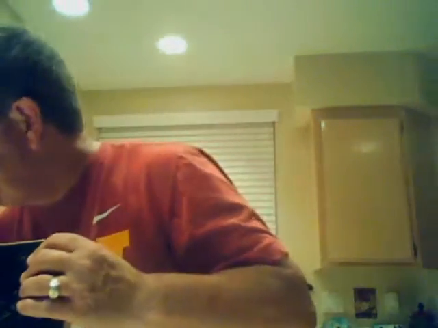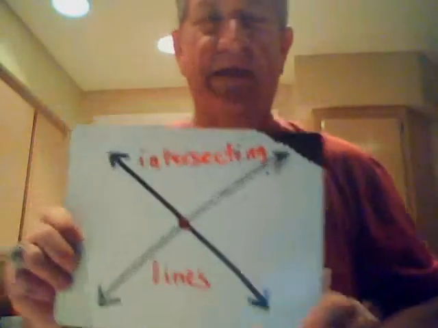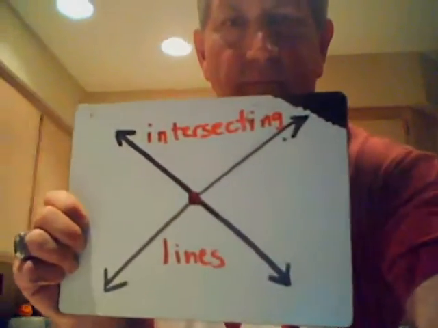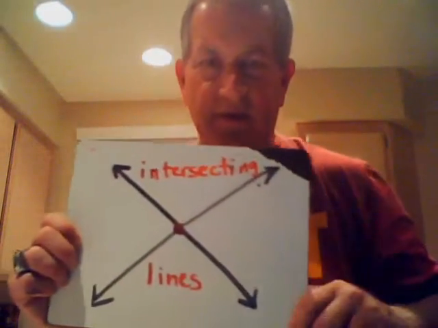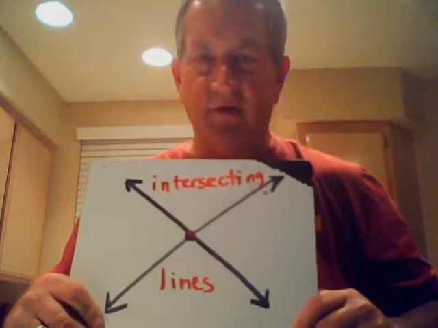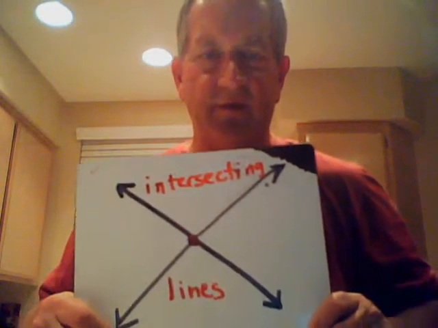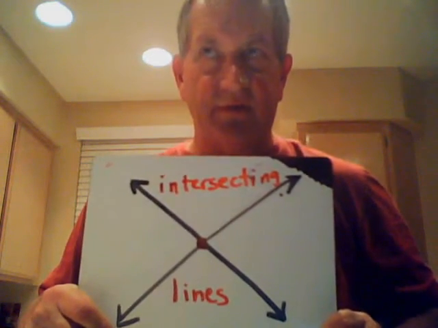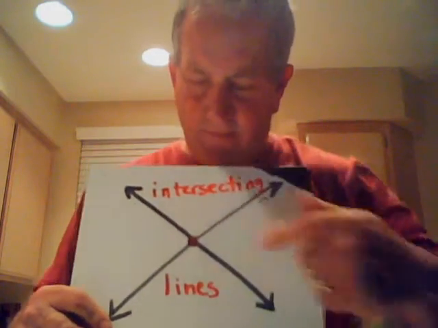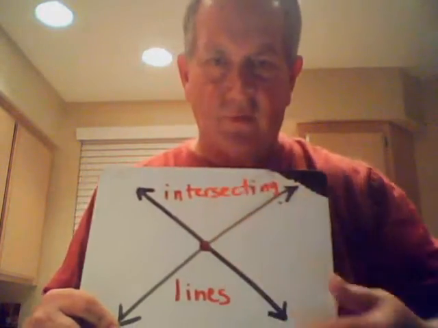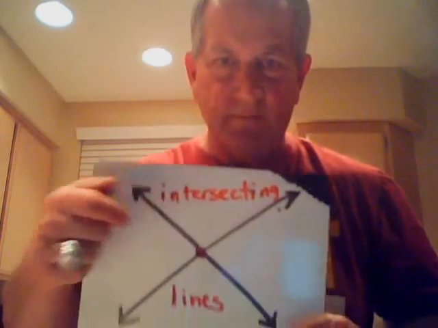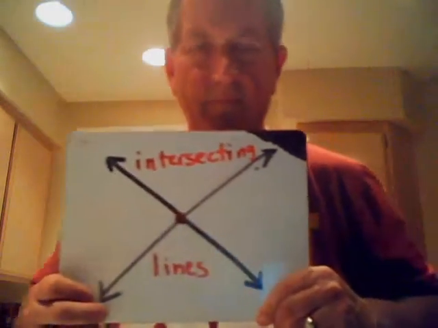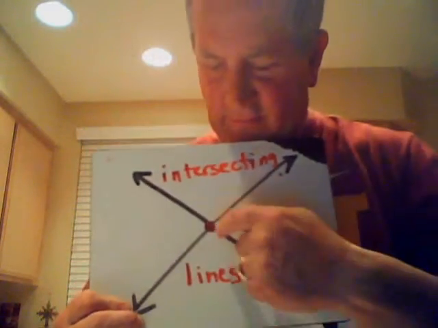Another type of lines that cross are called intersecting lines. What do you notice that's different about them besides parallel lines? That's right, the intersecting lines cross. And the point that they cross, does anyone know what that's called? They cross at the intersection.